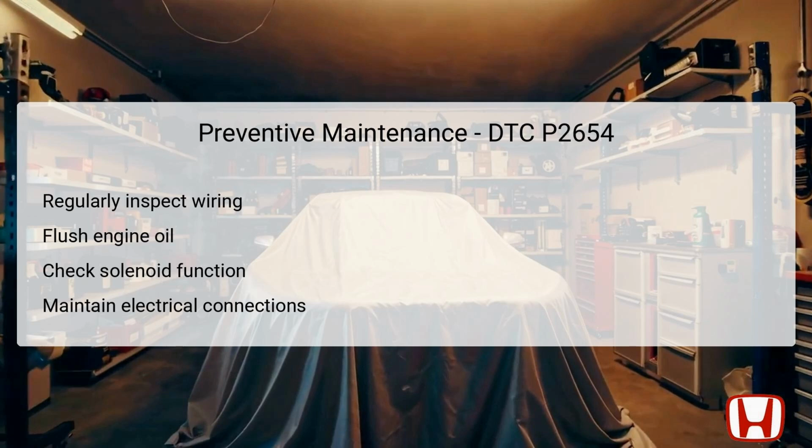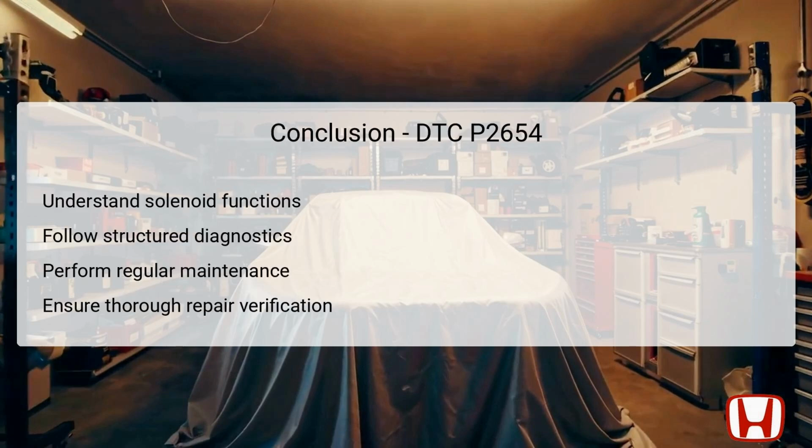Maintaining clean and optimal electrical connections is also essential, as corrosion can lead to inconsistencies in signaling. By taking these preventive measures, vehicle reliability and performance will be sustained over time, minimizing the risk of encountering similar DTCs. In summary, effectively addressing DTC P2654 requires a comprehensive understanding of the rocker arm oil control solenoid B and its role in engine operation.